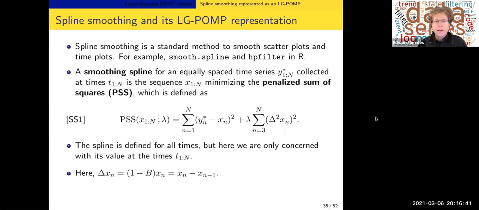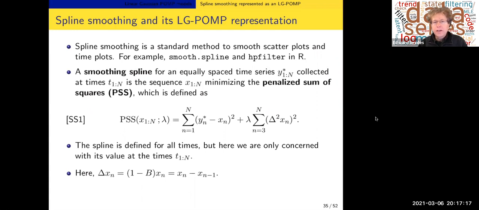This is chapter 10, part 4 of Introduction to POMP Models, and we're going to look at spline smoothing and see how it has a linear Gaussian POMP representation. And this is going to maybe give us some insights into both spline smoothing and linear Gaussian POMP models. So spline smoothing is a standard method to smooth scatter plots and time plots. It's smooth.spline in R, and the HP filter that we saw in chapter 9 are both spline smoothers.